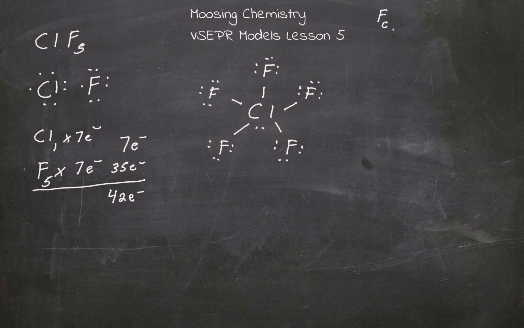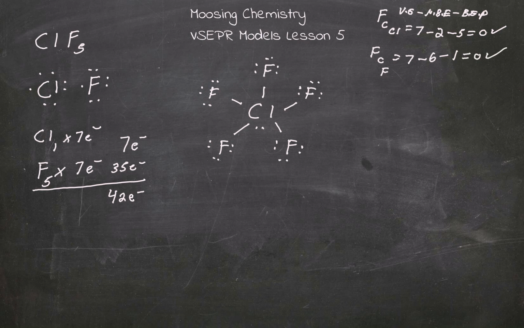So the formal charge of chlorine, okay, now remember that it's valence electrons minus non-bonding electrons minus bonding electron pairs, okay? So chlorine comes in with 7 valence electrons. Non-bonding, we have 2, and we have 5 bonding pairs. So we get 0. That looks really, really good. Let's do the formal charge for fluorine. Okay, fluorine comes in, of course, with 7 valence electrons, minus 6 non-bonding electrons, minus 1 bonding pair, and that gives me 0 also. So I'm liking this a lot. The formal charge is looking good here.